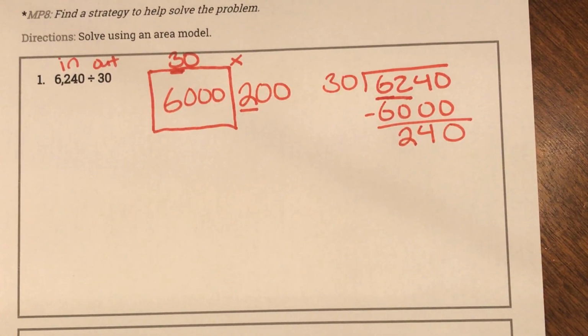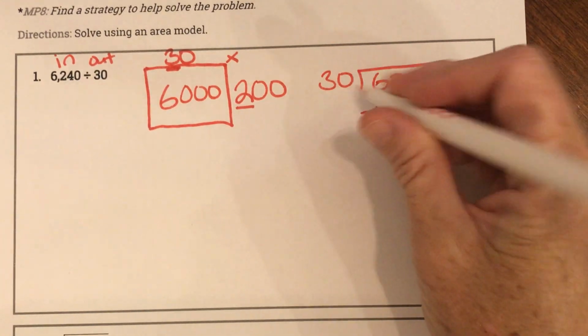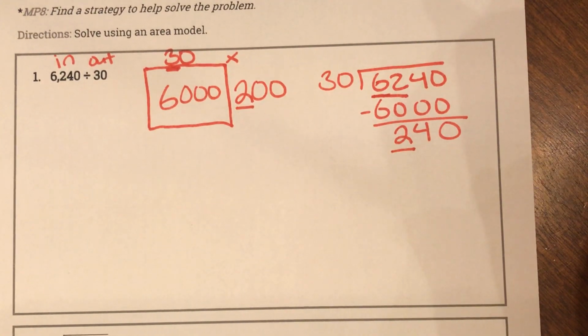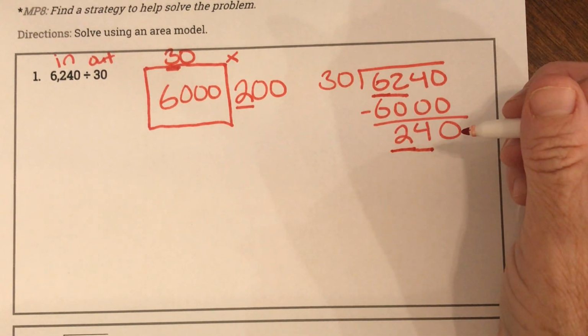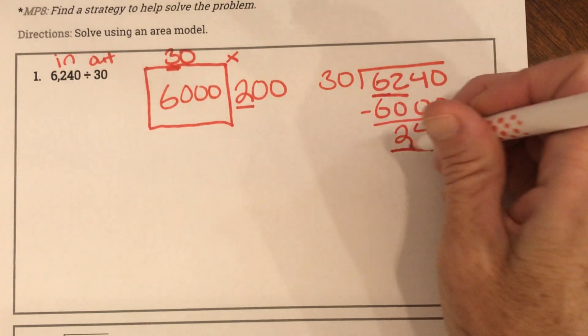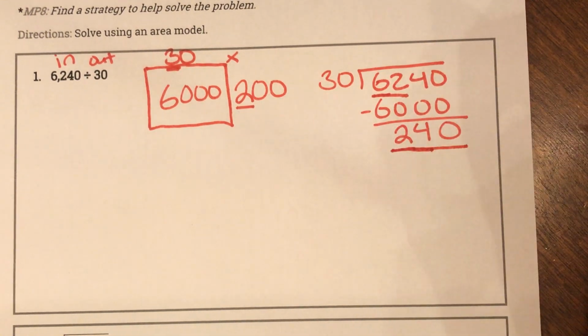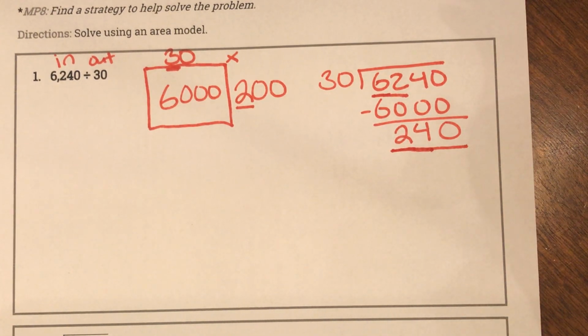Okay, this is where this is going to get tricky. How many can 30 go into 2? No. Can 30 go into 24? No. Can 30 go into 240? Yes. 30 can fit into 240. So this, you might have to do some side work to figure it out.